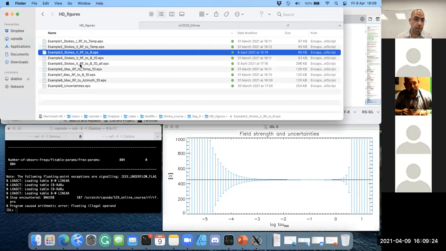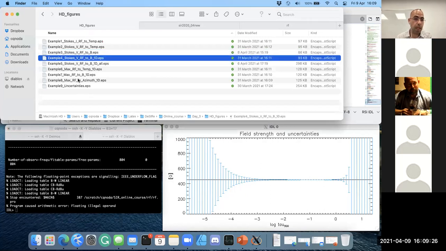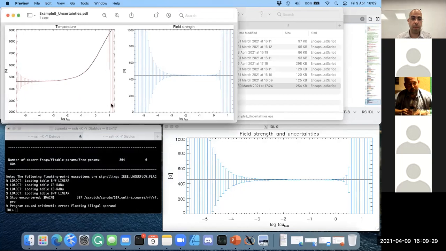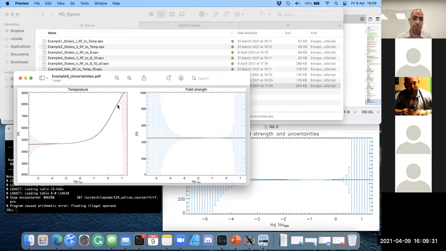Please, before I forget, check the plots in this folder. They are much nicer.